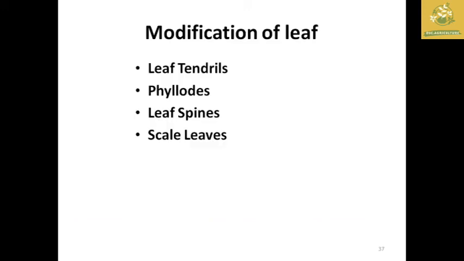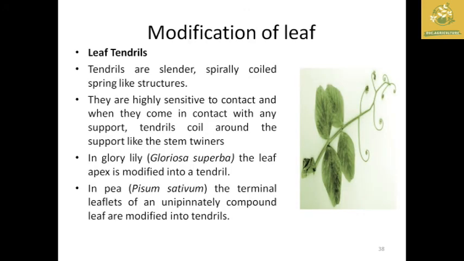So now we can go to the modification of leaves. The modifications are these ones. The first modification of leaves is leaf tendrils. They are nothing but leaves modified into spring-like coiled structures, slender and coiled. They are highly sensitive when they come in contact. They mainly grow as a support for the plant. They are also known as stem twiners, which give support to the plant. You can see these tendrils in glory lily as well as Pisum sativum.